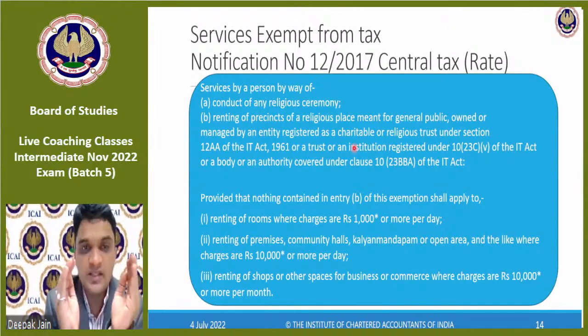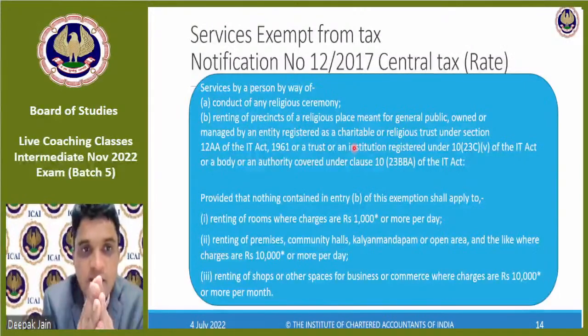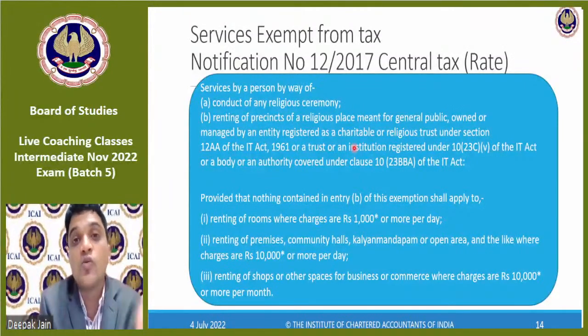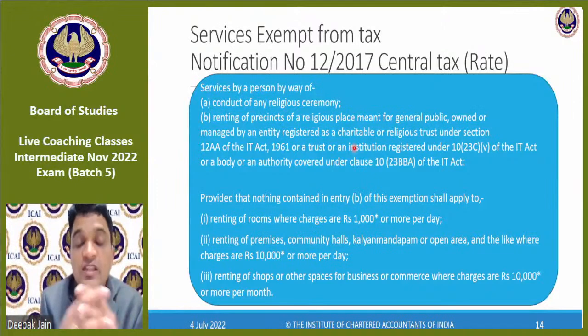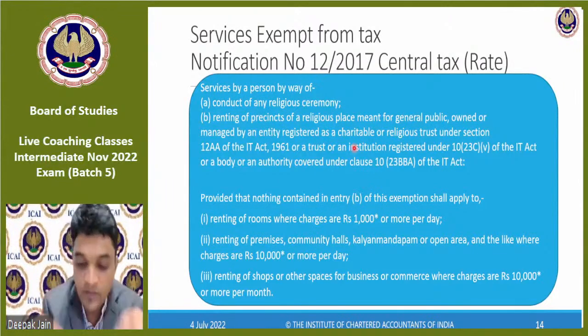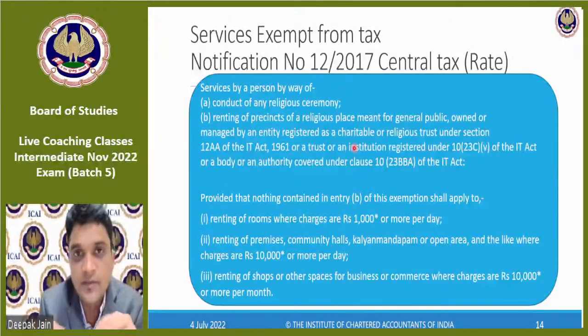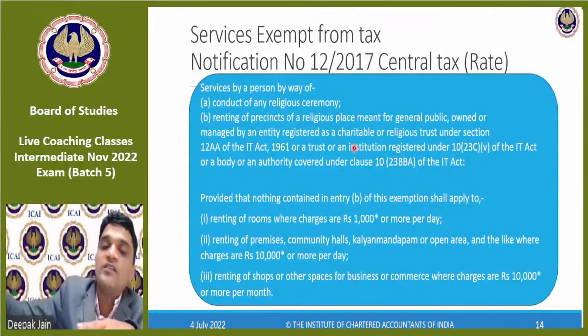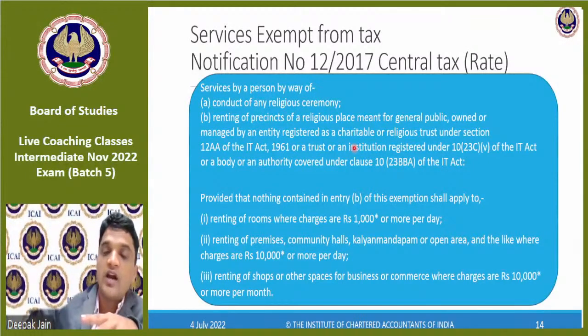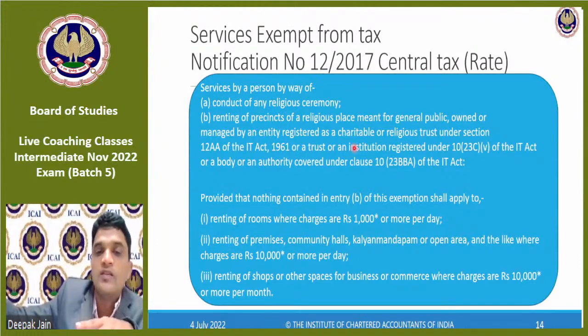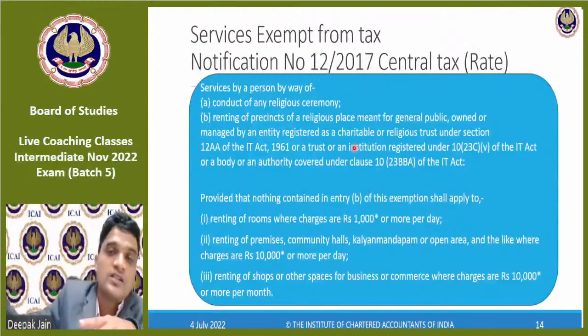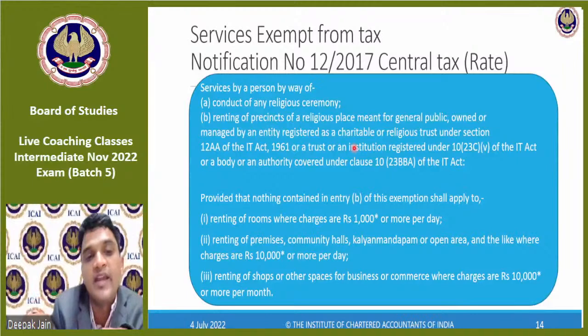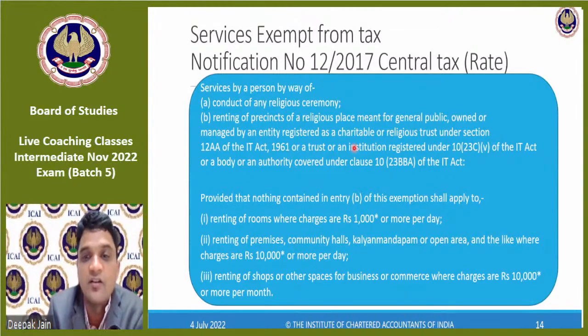Then what is exempt? Basically, there should be a religious place, and presence of a religious place means the surrounding or nearby area of the religious place within the compound. So if I have a church here in the main ground, and I have a big ground, and after the ground I have some place that I'm giving as rental, then it will be exempted because that will be treated as renting of precincts.